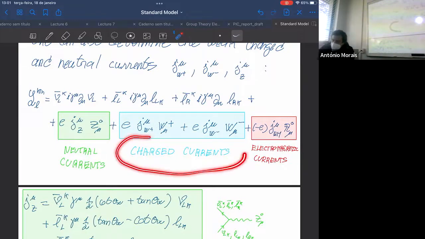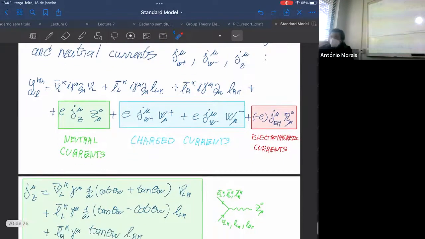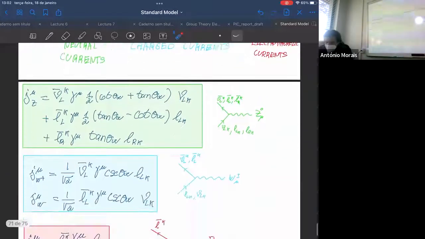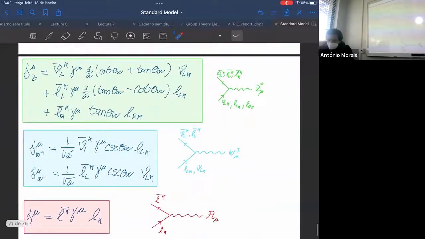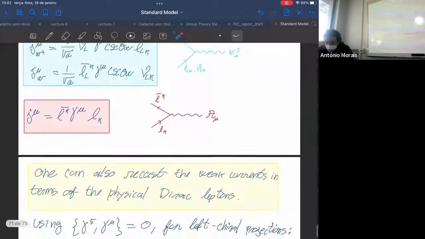You have the charged currents, which in the quark sector are responsible for the CKM mixing, which we will also discuss in the next lecture, and the electromagnetic currents. These are of course current densities that I'm talking about. The current itself is the integration in time and so on. So you can rewrite, so you have interaction vertices here. These are the formulas, so this is just information.